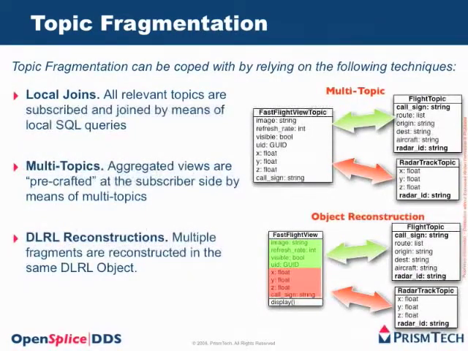I mentioned several times multi-topics or DLRL reconstruction. Actually, there are really three techniques that you can use to deal with topic fragmentation and for reconstructing a local view when you have segmented or fragmented your topics. One is local joins, where you can run a SQL query locally to join different topics into a consistent view. You can use multi-topics, which are views that are pre-crafted in your application. Or you can use DLRL reconstruction. In this case, you can map several different fragments into an object which has a specific relevance for your business logic.